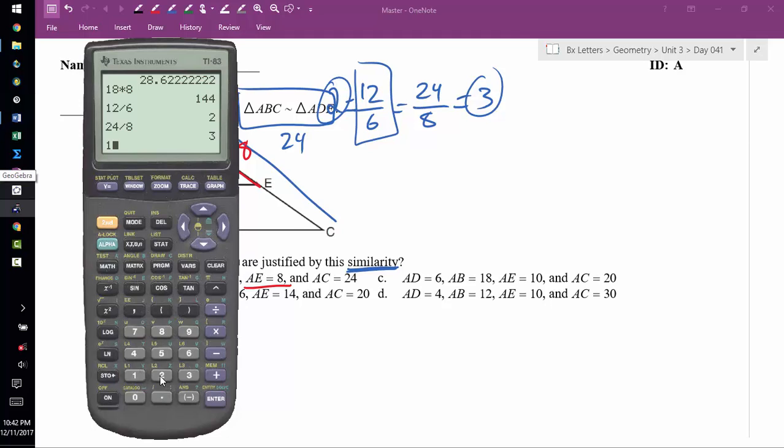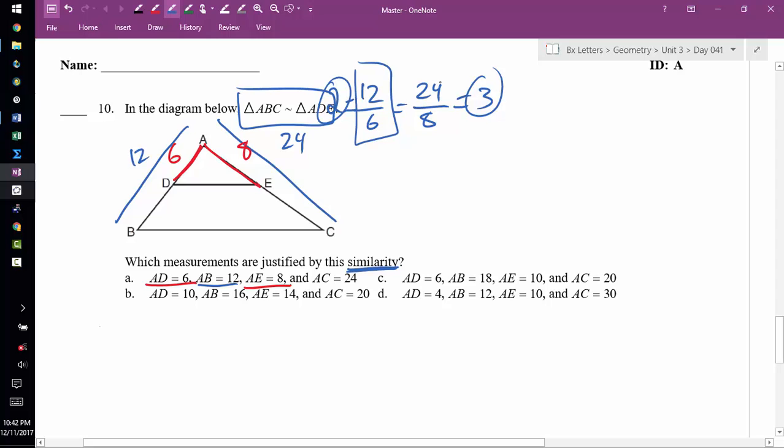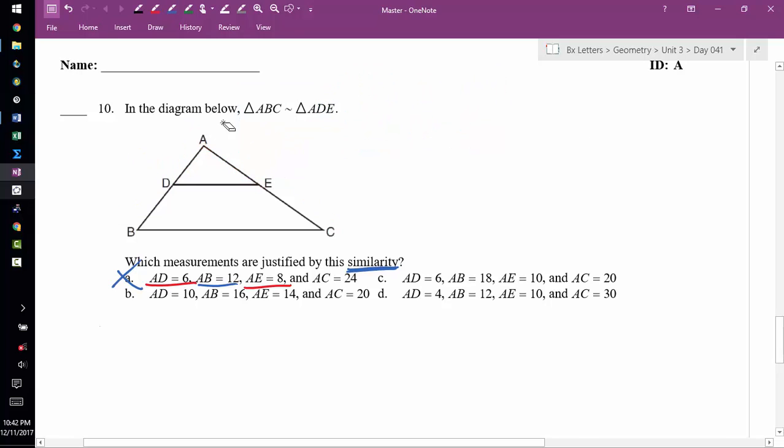If we did 12 times 8, you're going to get 96. And if I do the other multiplication, 24 and 6, we won't get 96. You're going to get 144. So that's how I know this is not an answer. So I'm just going to erase my work and check the next one. And from here on out, I'm just going to check that the ratios are equal.